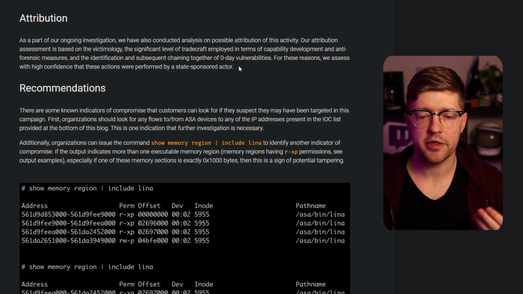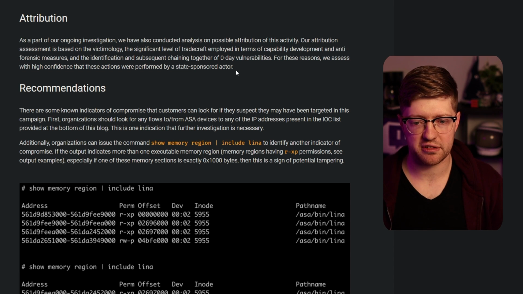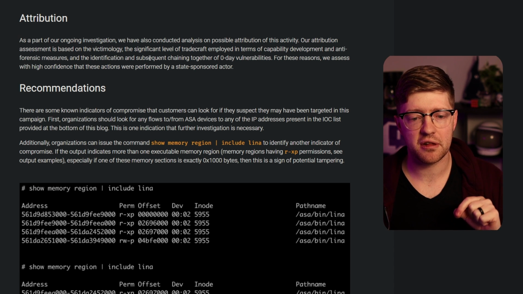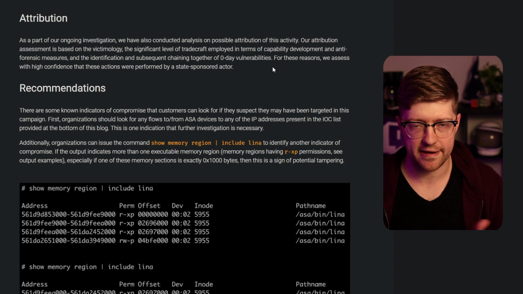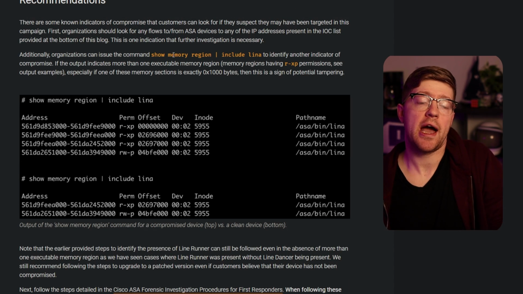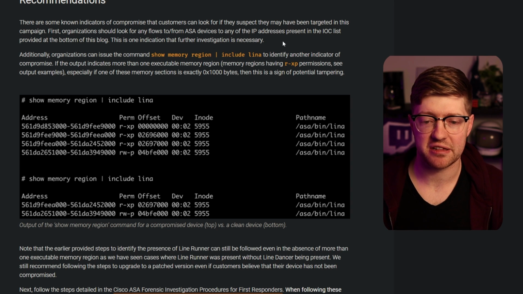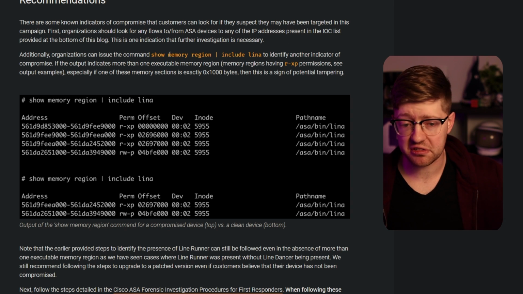As for right now, there really is nobody who's been directly attributed with this. No one knows who's hacking these devices. Because of the sophistication of the implant, they're pretty confident this is a nation state actor, but no one knows which nation state. So they have come up with some ways that if you do have a Cisco ASA and you think you may have been hacked by this, you can go run these commands and check for it right now.